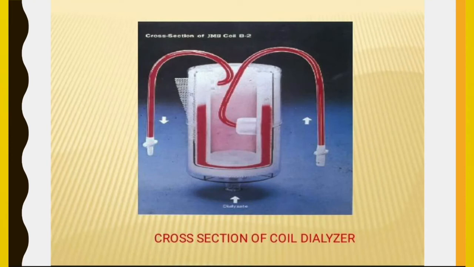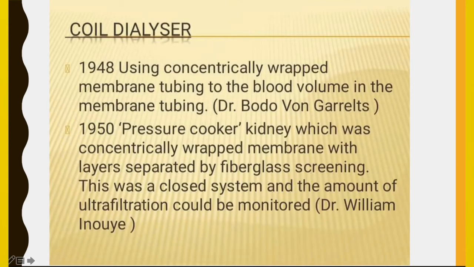Next, we are going to the coil dialyzer. This is the cross-sectional area of the coil dialyzer. Here we can see this is some sort of a coil, and there is one chamber which is having the blood, and the other chamber is having the dialysate, and this is separated by a semi-permeable membrane. So there is the brief history of the coil dialyzer.